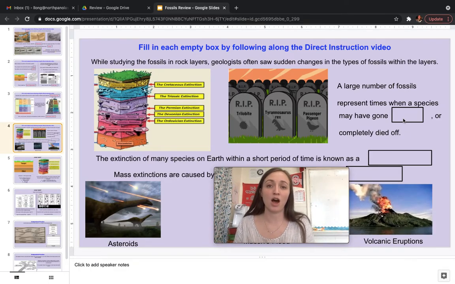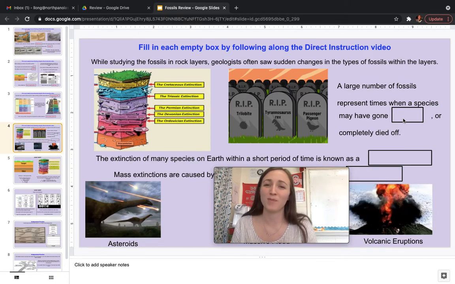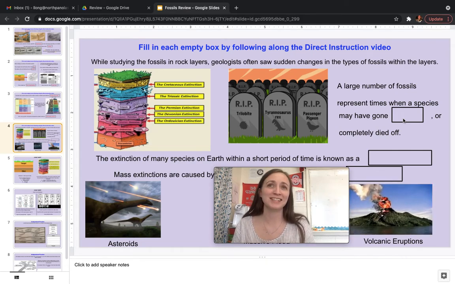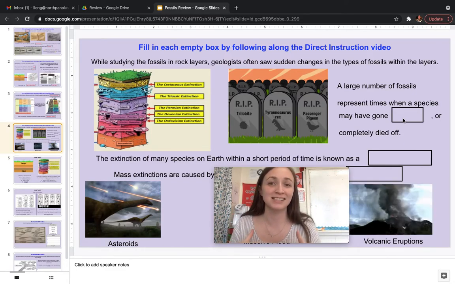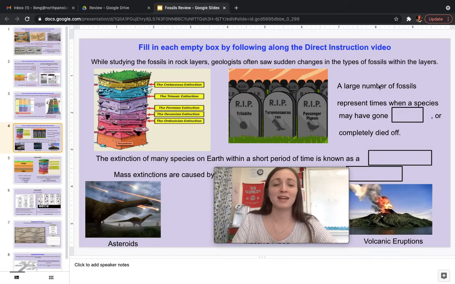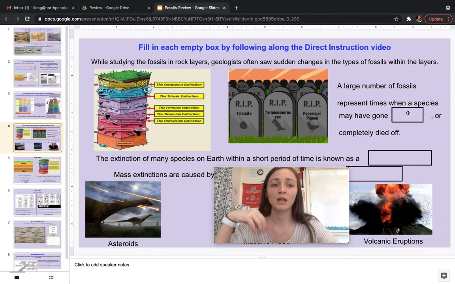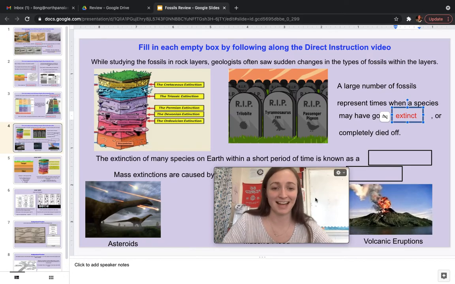We have a large amount of dinosaur bones, and they never carried on past a certain time period. So let's say 150 million years ago, within that time period, we saw a bunch of fossils for dinosaurs, but we never see any more dinosaur bones after that or that are younger than that. So we know that they didn't exist past that time period. They were extinct, meaning they completely died off.